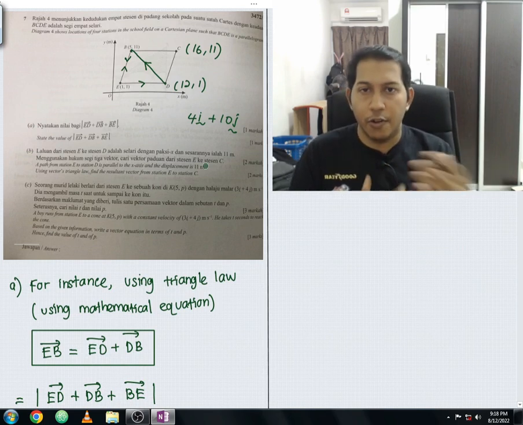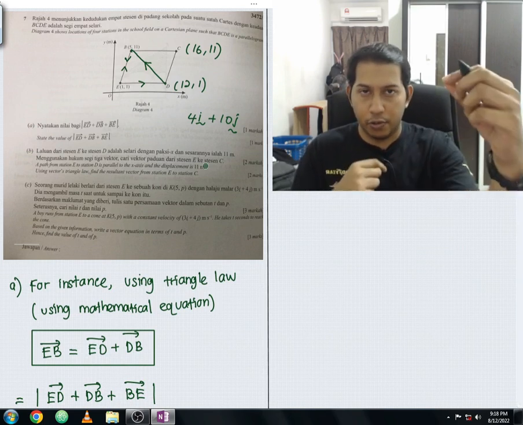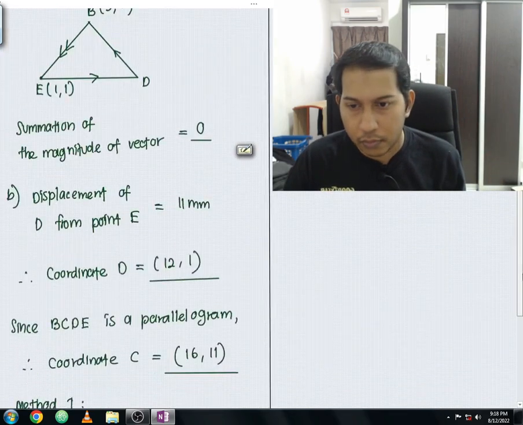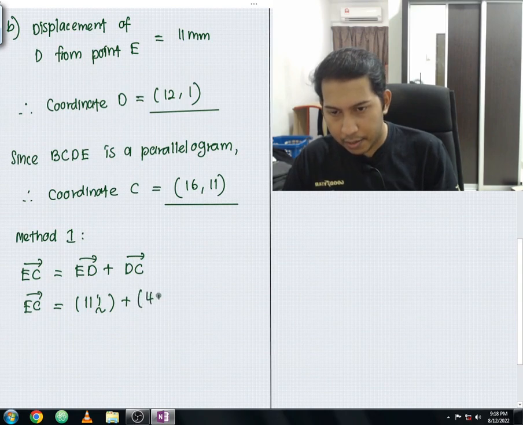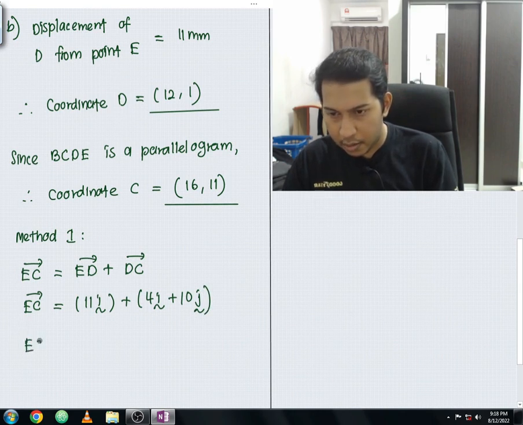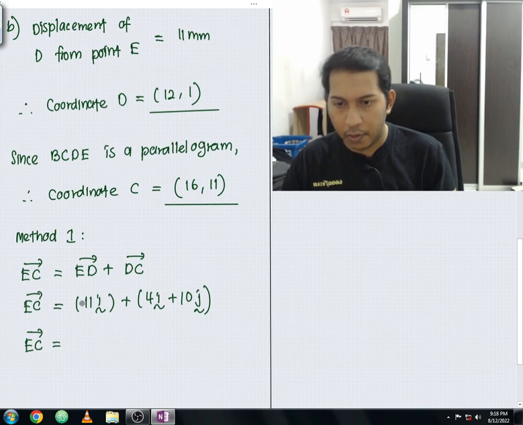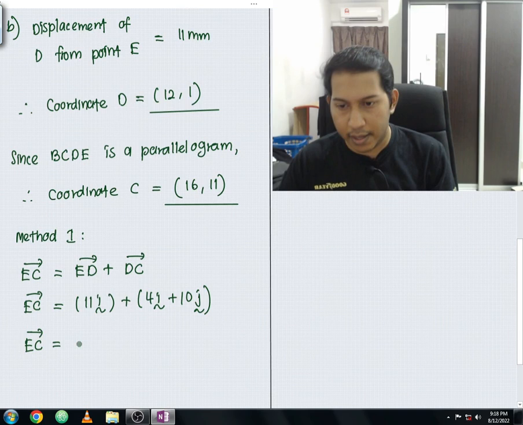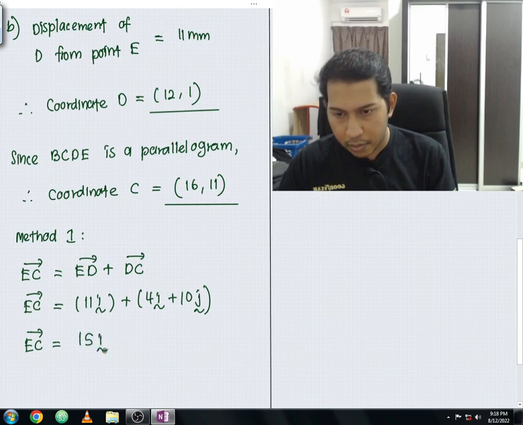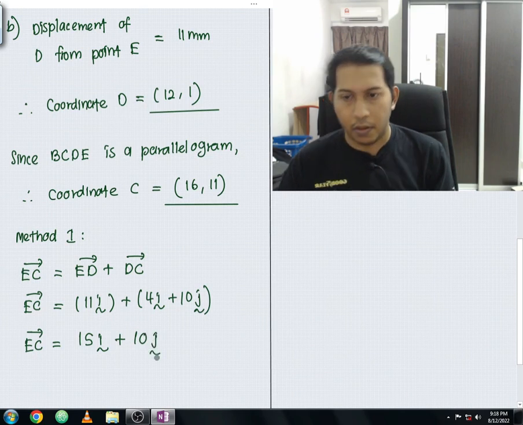So that's how you calculate your vector between two points, guys. From here, vector DC is equal to 4i plus 10j. So vector EC will be equal to, we begin our calculation with the i summation: 11i plus 4i will be 15i, plus 10j. So this is our method 1. Let me underline this.